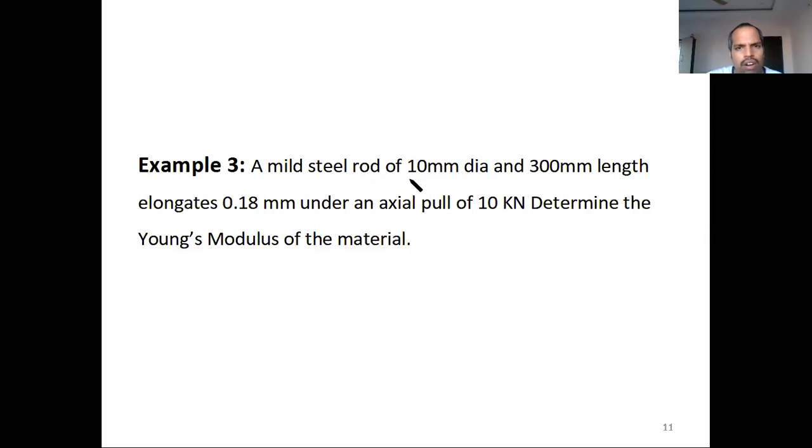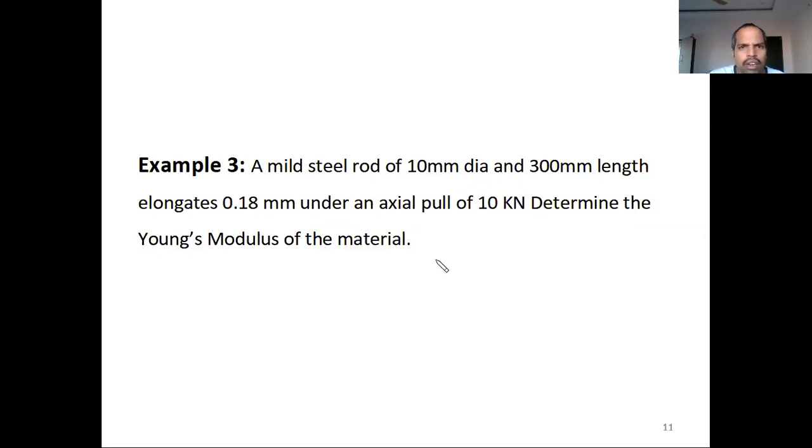A mild steel rod of 10 mm diameter and 300 mm length elongates 0.18 mm under an axial pull of 10 kilonewtons. Determine the Young's modulus of the material.